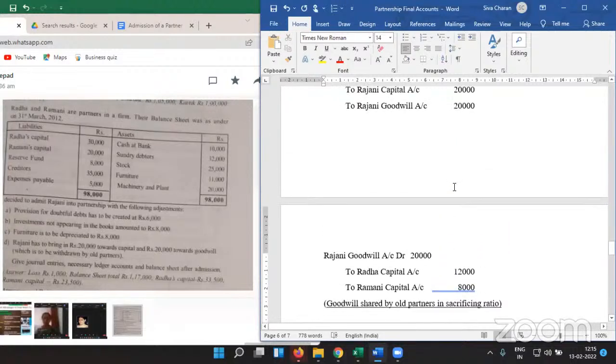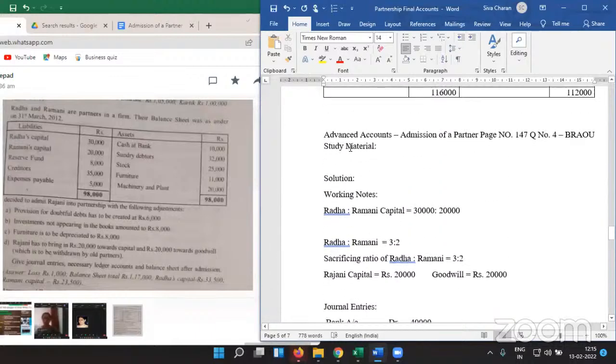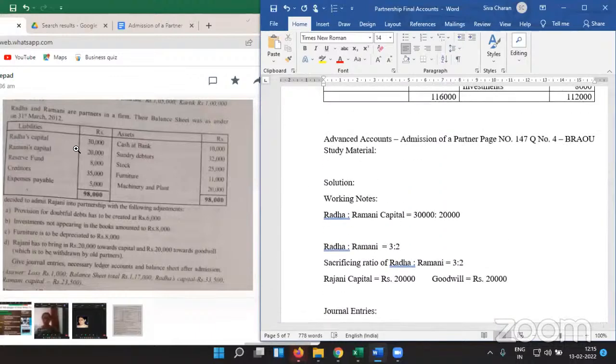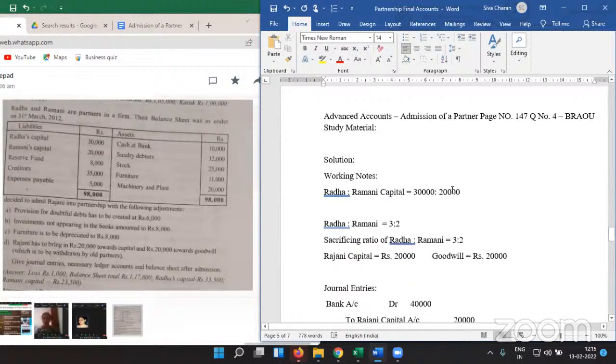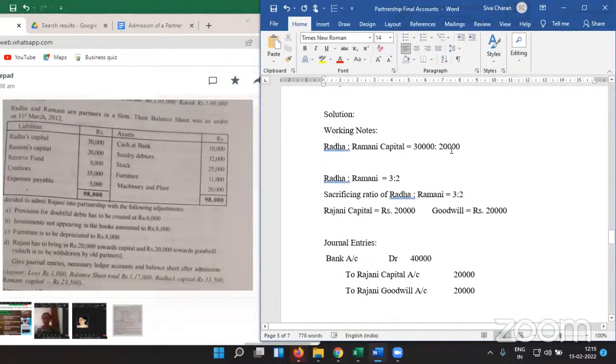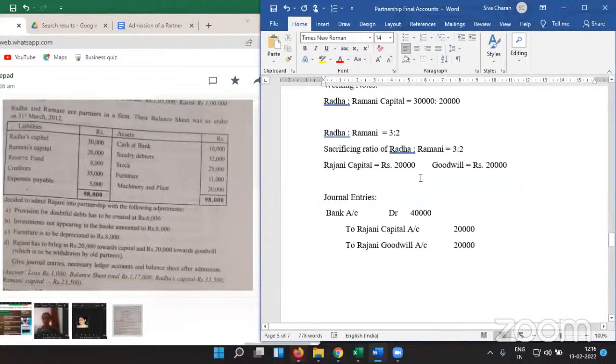I'll tell you how. See, the sacrificing ratio is the old ratio 3:2. When such a simple question has been given, the ratio between the partners and the new partner we don't need here, because the new partner's share of capital and his share of goodwill are given directly in the question. So based on Radha and Ramani's capital, he took their profit sharing ratio. The capitals are 30,000 is to 20,000. Cancel the zeros and you get 3:2. Whatever the profit sharing ratio, that itself becomes the sacrificing ratio when the question is given like this. So the sacrificing ratio is 3:2.